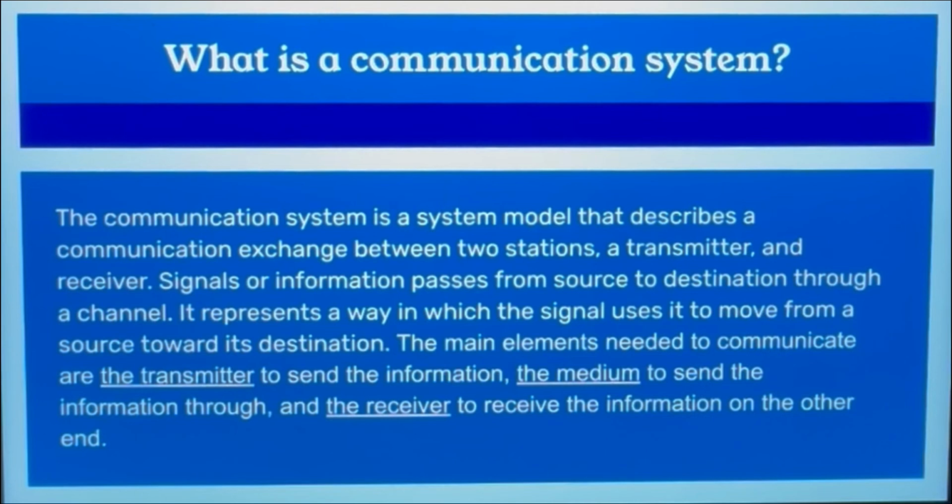After the transmitted signal is prepared, it is passed to the transmission line of the channel. Due to the signal crossing this medium, it is faced with many impairments like noise and distortion. The process of transferring the information between these two points is called communication. The main elements needed to communicate are the transmitter to send the information, the medium to send the information through, and the receiver to receive the information on the other end.